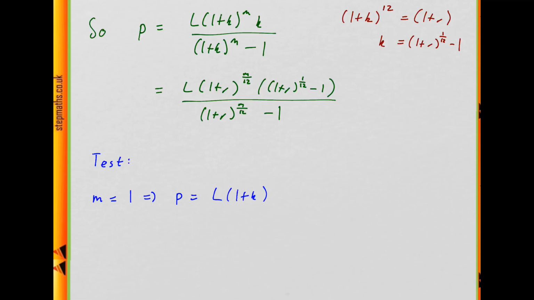If we stick m equals 1 into this, then this bracket and this on the bottom are the same because m is 1. And so they cancel, and we just have L times 1 plus r to the 12th, which is the same as L times 1 plus k. And remember, we said L times 1 plus k is the amount we owe after 1 month, because it's the initial loan multiplied by 1 plus the monthly interest rate. And that's correct, because if we want to pay it off after 1 month, then we need to pay exactly the amount we owe after 1 month. So it passes that test.